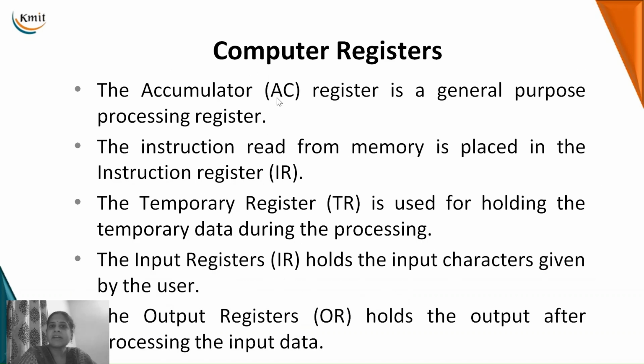Next, the accumulator AC is a general purpose register, and the instruction read from the memory is placed into the instruction register. So once the CPU wants to start executing an instruction, it has to be brought from the memory and kept in a register called the instruction register. The temporary register is used for holding the temporary data during the processing by the CPU. And the input register holds the input characters given by the user. And the output register holds the output after processing the input data.